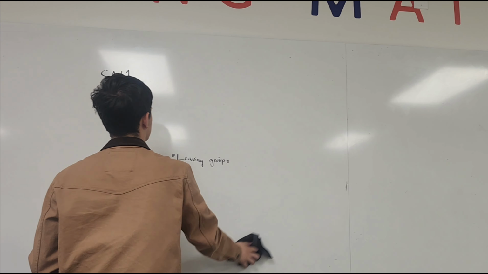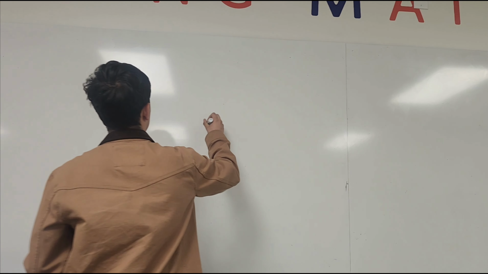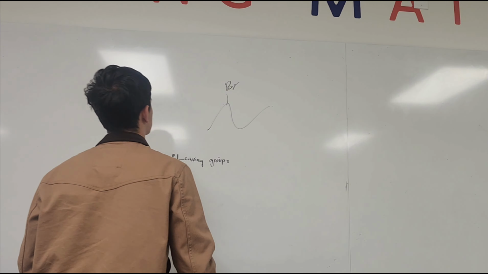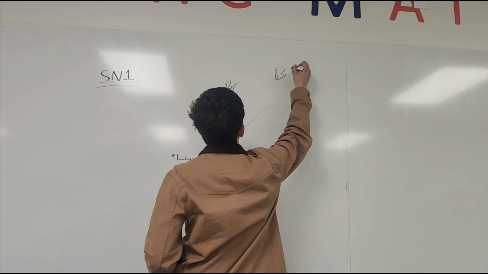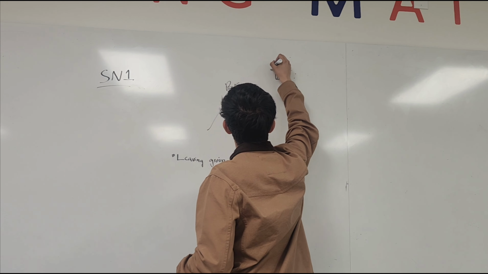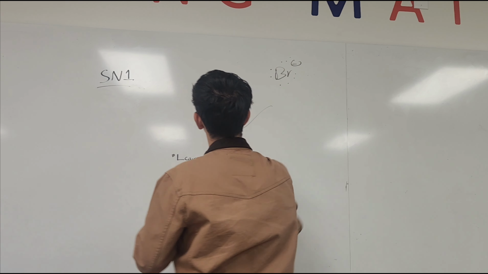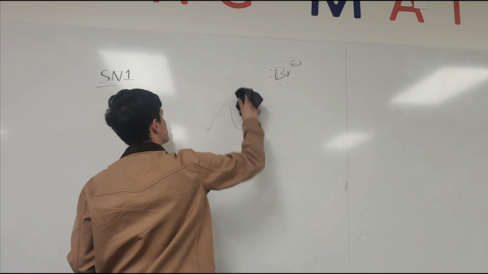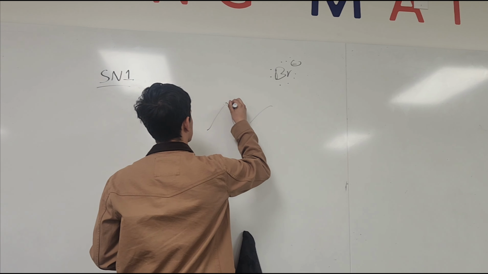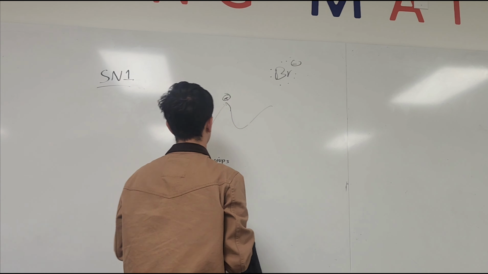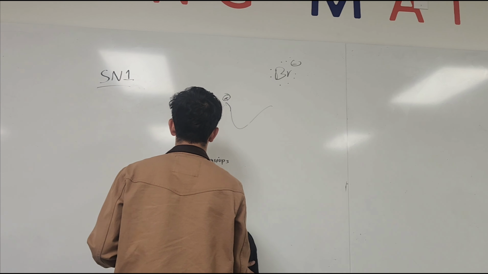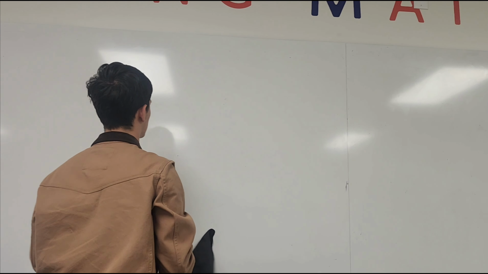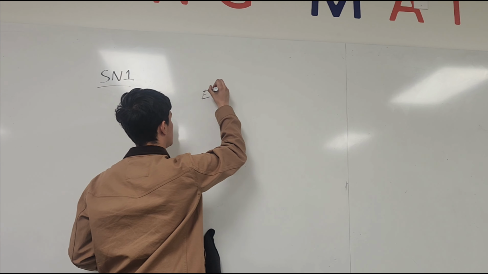What's another characteristic of SN1? Great leaving groups. Br loves to leave. Great leaving groups. It loves it. So let's go with an example.